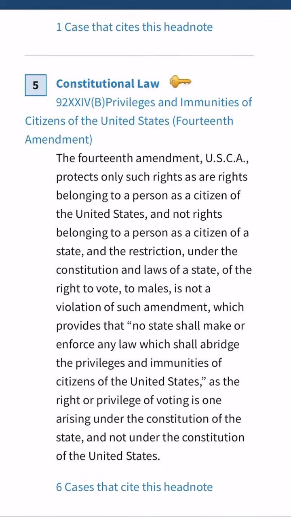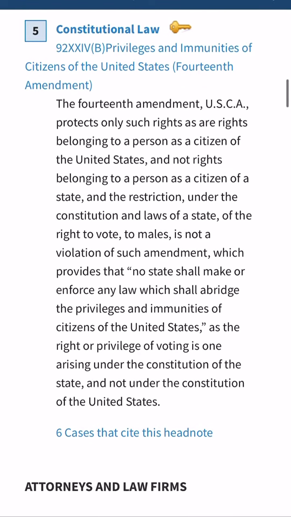And it says in here, the 14th Amendment USCA protects only such rights as are rights belonging to a person as a citizen of the United States, and not rights belonging to a person as a citizen of a state. And the restriction under the Constitution and laws of that state of the right to vote to males is not a violation of such amendment, which provides that no state shall make or enforce any law which shall abridge the privileges and immunities of citizens of the United States, as the right or privilege of voting is one arising under the Constitution of the state and not under the Constitution of the United States.